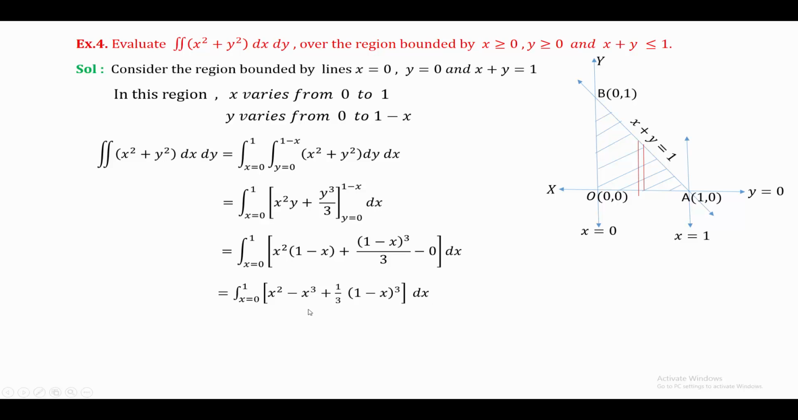Now integrate this with respect to x. The integration of x square is x cube by 3, minus the integration of x cube, which is x raised to 4 by 4, plus 1 by 3 times the integration of 1 minus x cube, which is 1 minus x raised to 4 upon 4, also divided by the coefficient of x, minus 1, with x varying from 0 to 1.